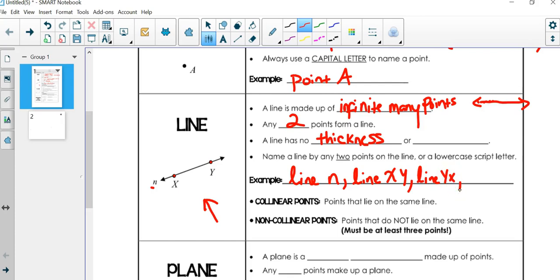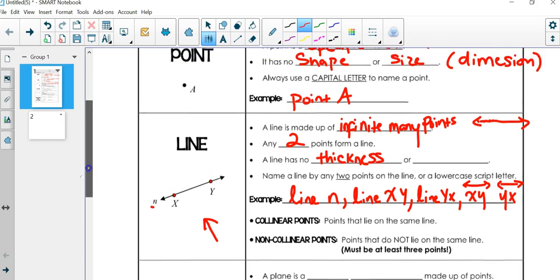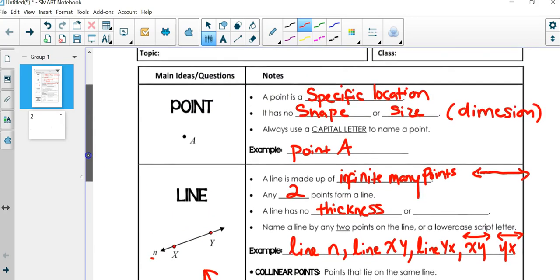I'll use our shorthand, which is what most mathematicians would do. So we would just say XY and draw your line notation on the top, or YX and draw your line on top. Awesome. Go ahead and fill that out. Does everybody have all of this?